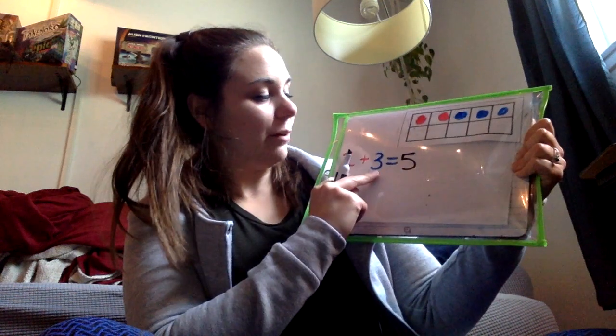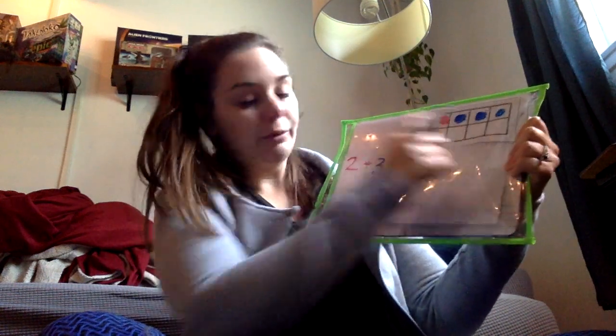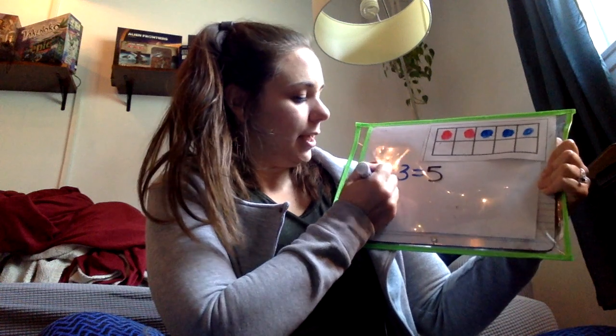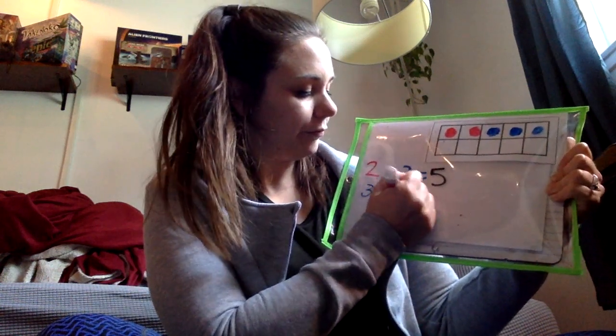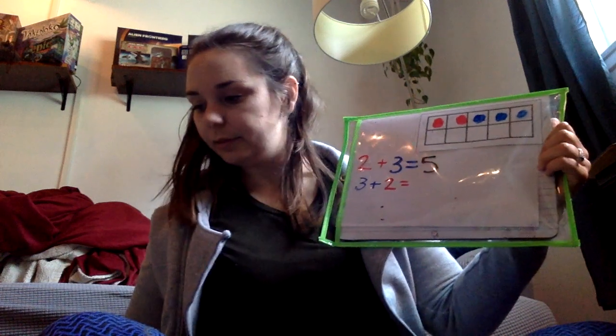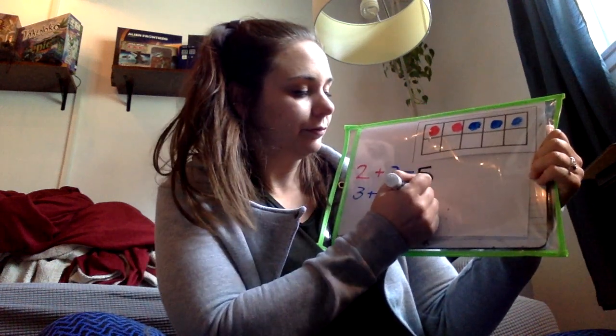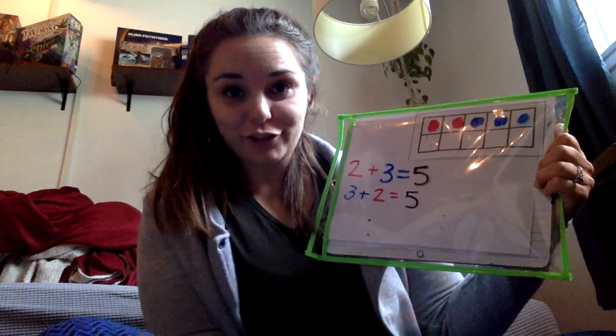Now let's flip-flop how we added. Now let's do the 3 blue first. So 3 plus the 2 red equals 5 still. Perfect. Our 2 addition equations.